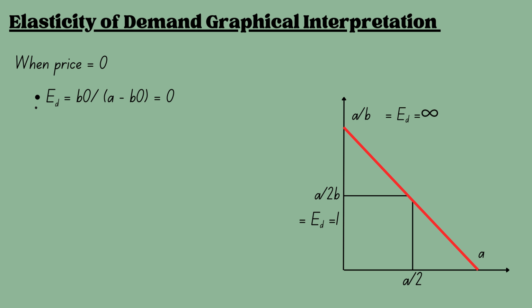At the horizontal axis of our demand curve, we know that price is equal to 0. Therefore, at point A, our elasticity of demand when price is equal to 0 is equal to B into 0 upon A minus B into 0, which will give us 0. Thus, we can say that demand is perfectly inelastic. This means that irrespective of a price change, the quantity demanded for the good will not change.